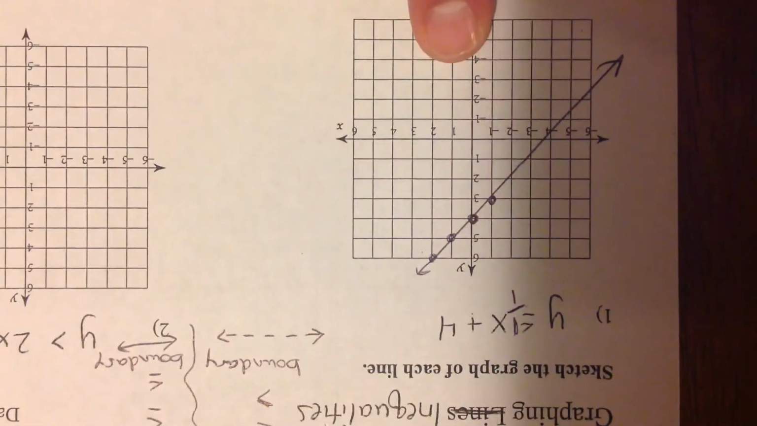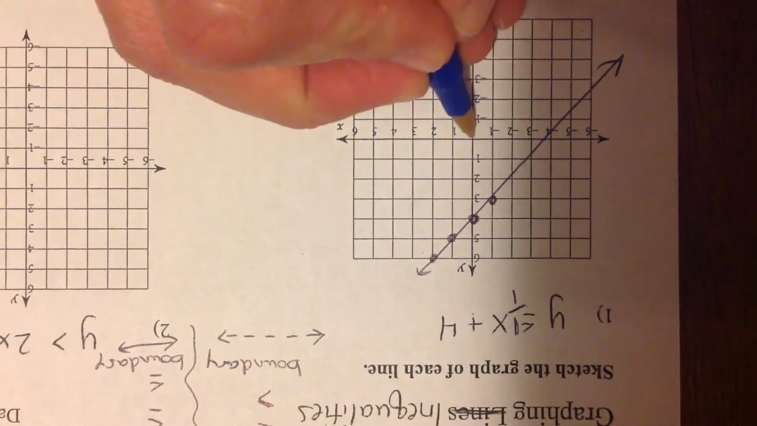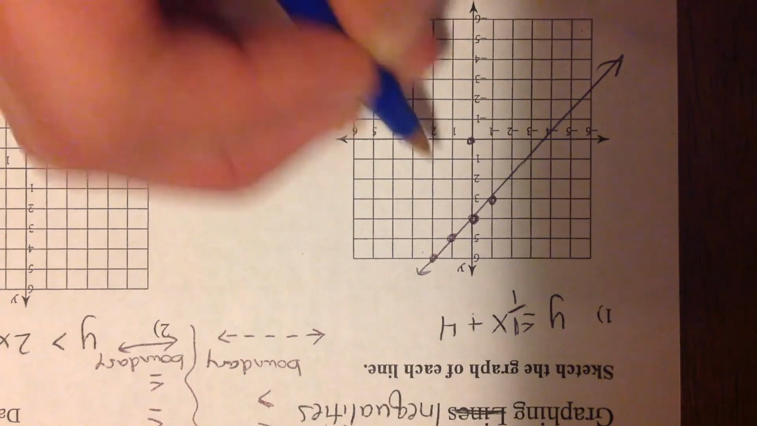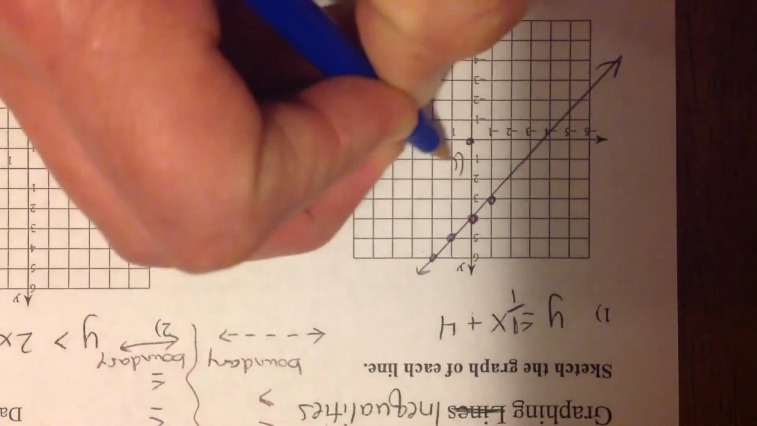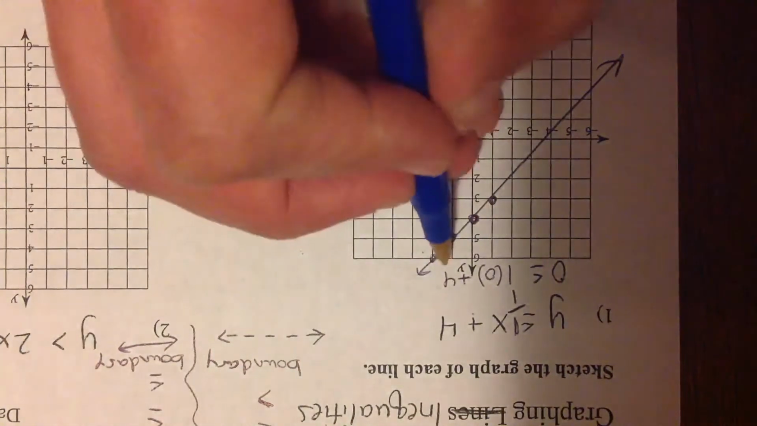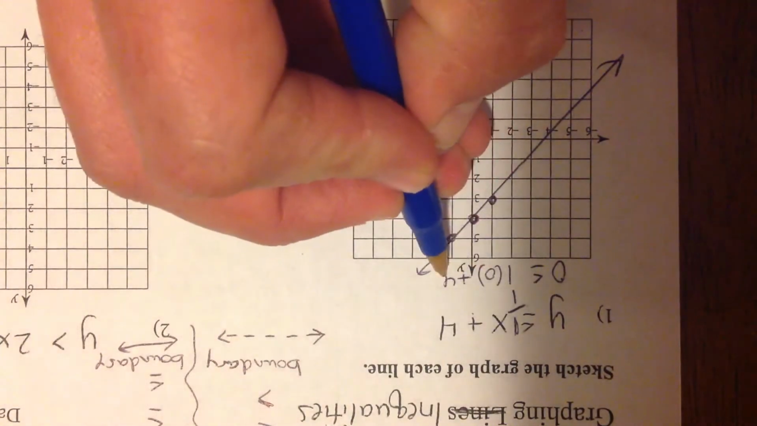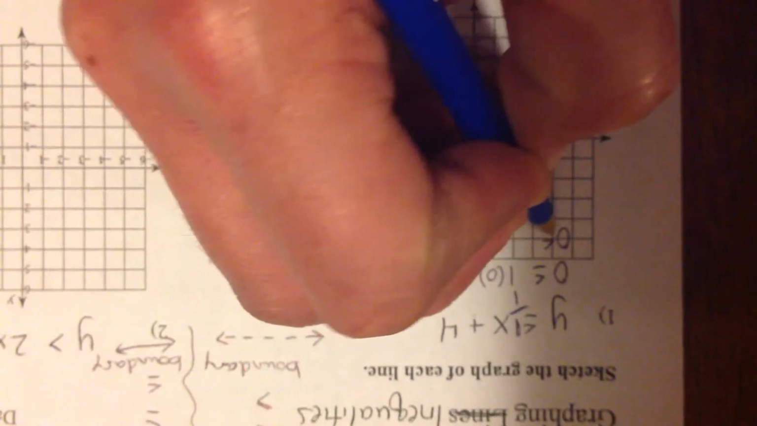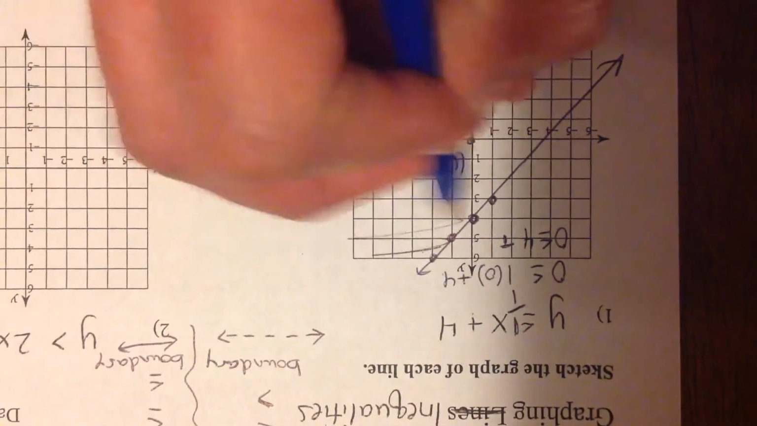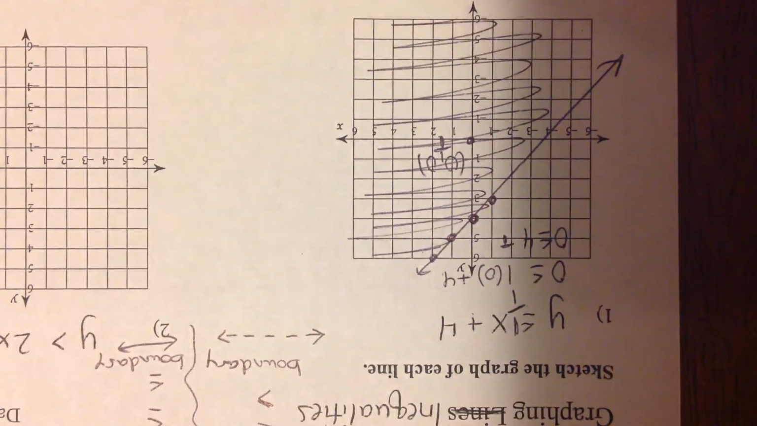So let's draw our solid line. Now to tell which side of the line we shade, we're going to substitute a point. The easiest point to substitute is 0, 0. We shade whatever side is true. So if I substitute 0, 0 in, I have 0, which is my y value, is less than or equal to 1 times 0 plus 4. Now 1 times 0 is 0, 0 plus 4 is 4, so the question is, is 0 less than or equal to 4? The answer is true. So since this side is true, I shade this side of my graph.